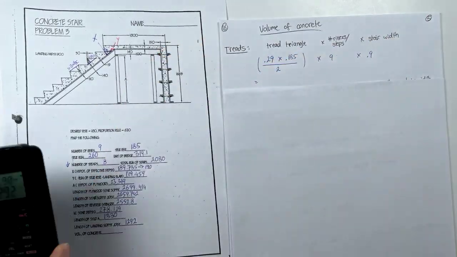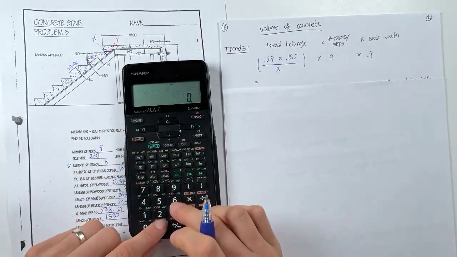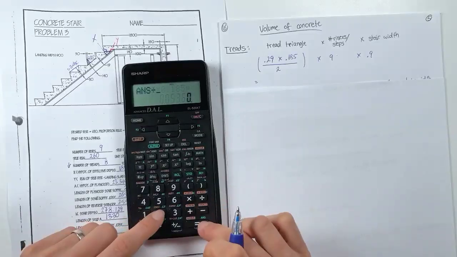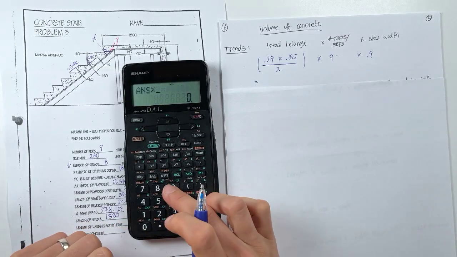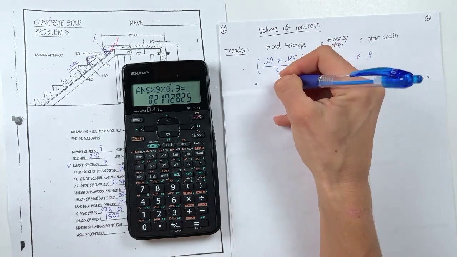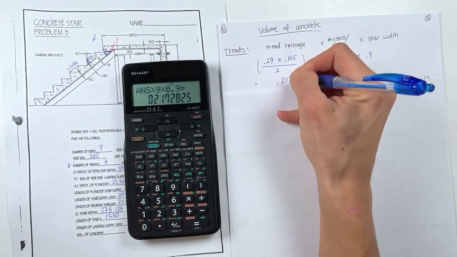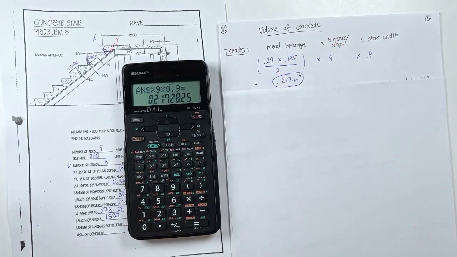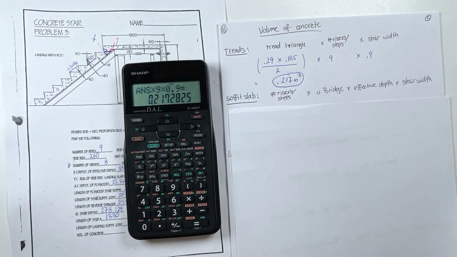Cool, so let's pop that into the calculator. 0.29 times 0.185 divided by 2 times 9 times 0.9. 0.217, and we are into cubic meters, right? Because it's a volume.